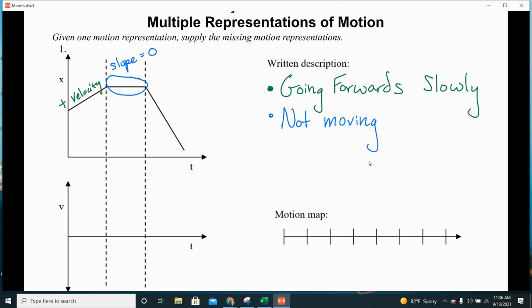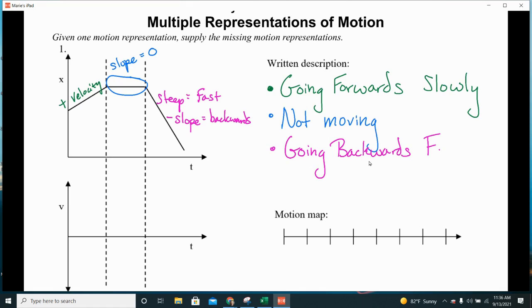And then during the third part, this is steep, which means fast. And it's a negative slope, so that means I'm going backwards. So going backwards fast. All right.